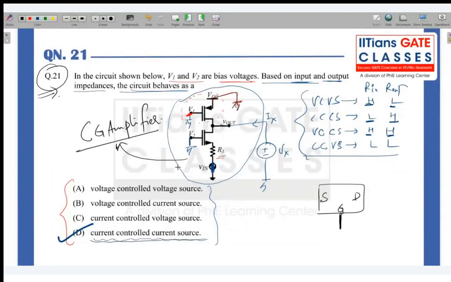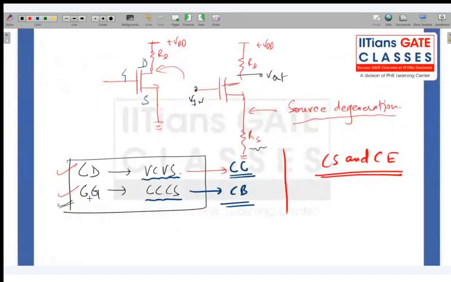Yes, guys, we will see it in more detail. Because what we are doing here is, if you know this much information, and if you understand how CG mimics, then in future you will find that CG behaves like a current buffer. We call it a current buffer, and a voltage amplifier means a voltage buffer.